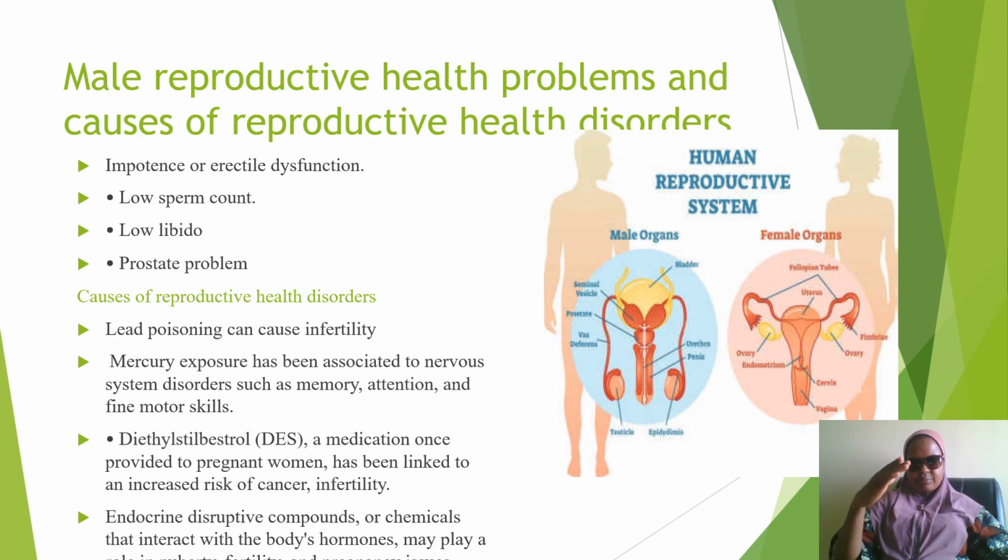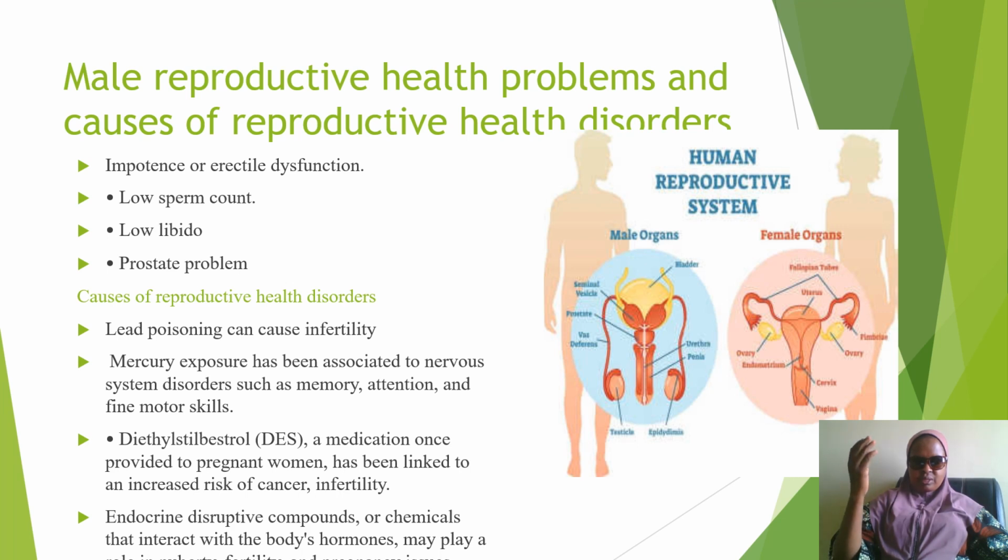What are main reproductive health problems? Impotence, low sperm count, low libido, prostate problems. And the causes of reproductive health issues, we have lead poisoning. It can lead to infertility. Mercury exposure, which can be associated with nervous system disorders such as memory, attention, and fine motor skills. We also have DES, diethylstilbestrol, a medication that was provided to pregnant women, is now linked with an increase in cancer and infertility.